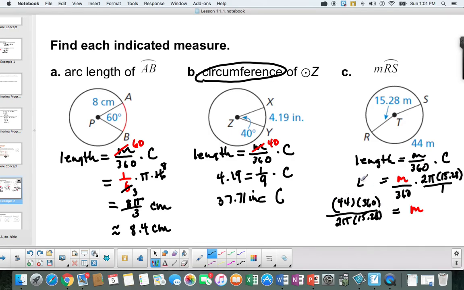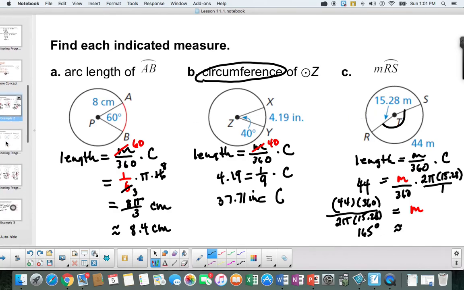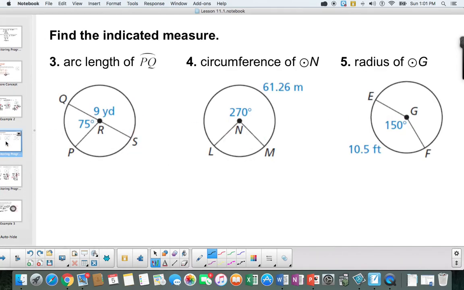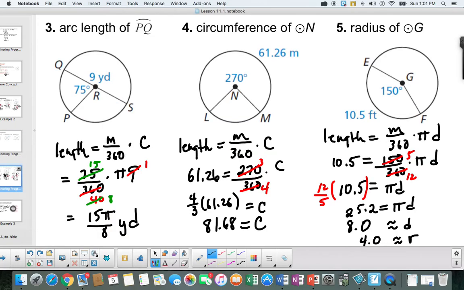So this was 44. And when I put that in the calculator, I'm going to get about 165, and this is in degrees because I'm looking for the central angle. And that does look like a big angle here. It looks like almost a semicircle, but not quite. Your turn. And here are the answers.